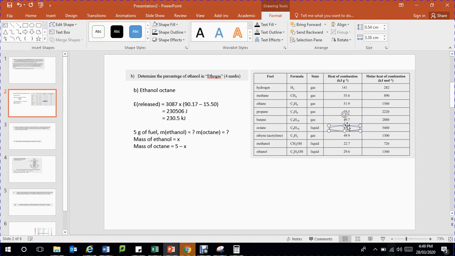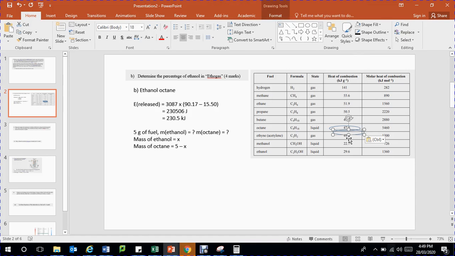Okay, we've got octane and we have got ethanol. From my data booklet, this is table 11, it's telling me that for every 1 gram of ethanol that is combusted, 29.6 kilojoules is released. When octane is combusted, for every gram, 47.9 kilojoules is being released. Okay, so I have got some information that I can use.